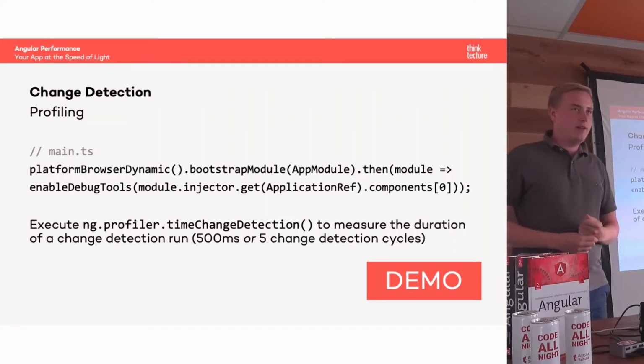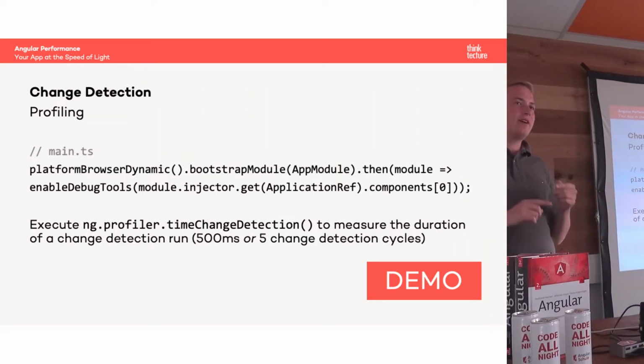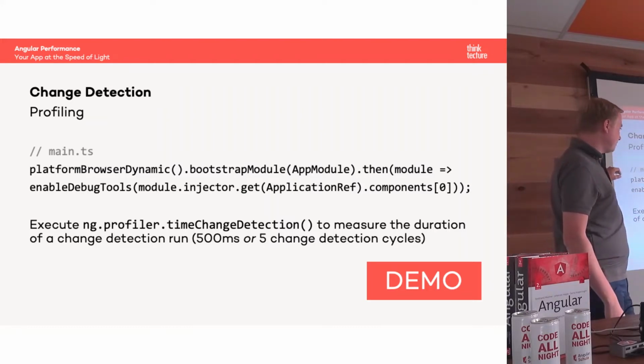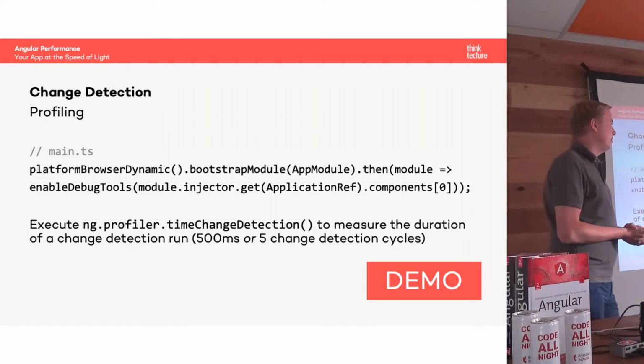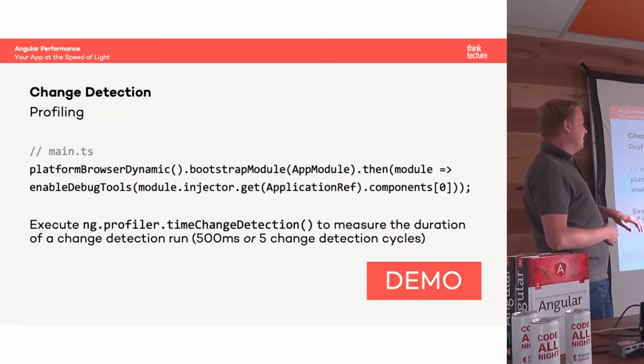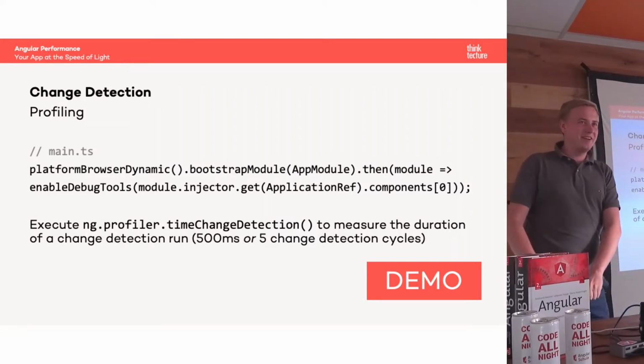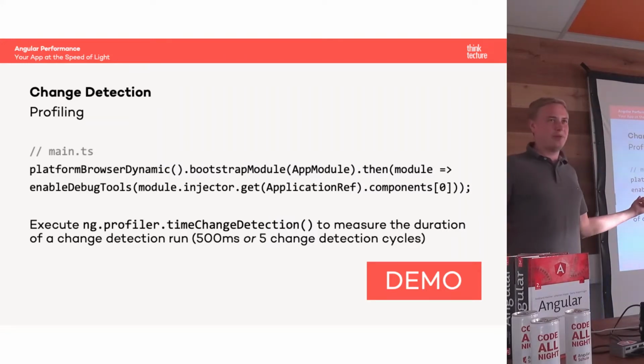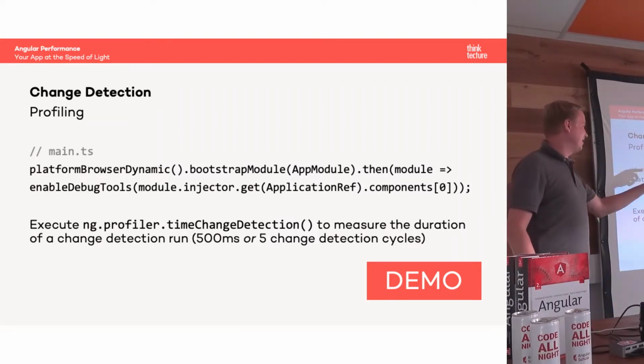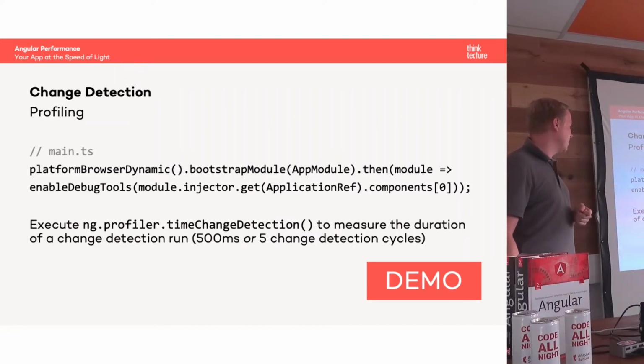There is a profiling tool which is provided by Angular. However, it's not enabled by default. If you want to enable it, you have to go to your main.ts. And after the bootstrap module call, you can then enable debug tools. Now it's a bit complicated because you need to stuff a component in there, right? So basically that's something that I always copy from that slide because it's difficult to learn by heart. So you can just add it to your main.ts, and afterwards you have a little profiler tool on your console, which you can find on ngProfiler, and then there's the method timeChangeDetection.